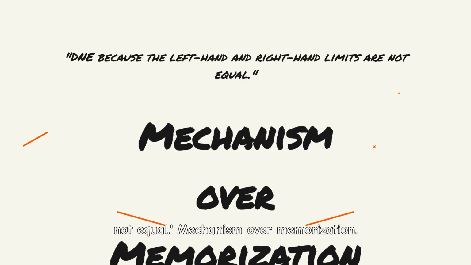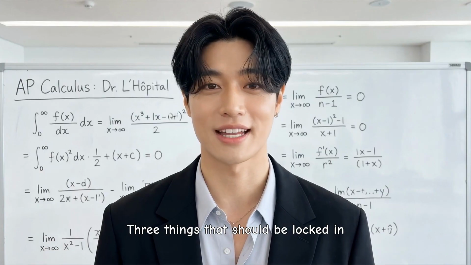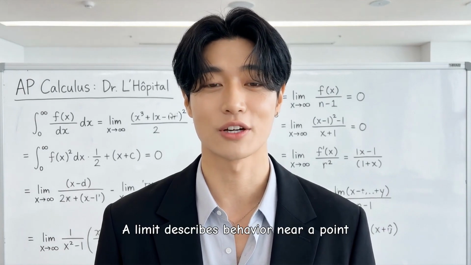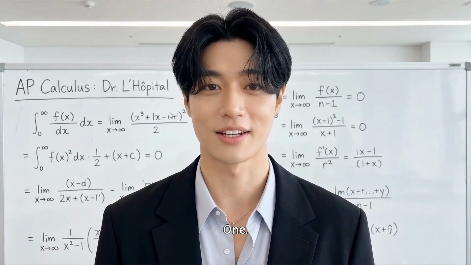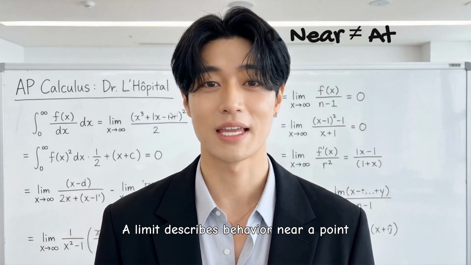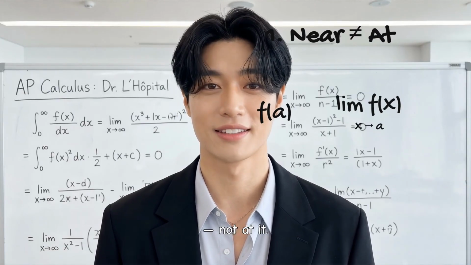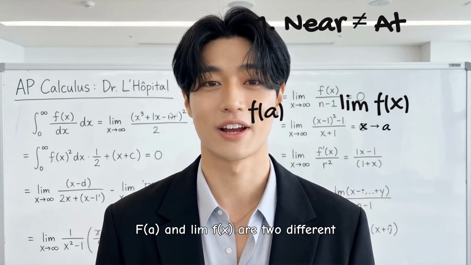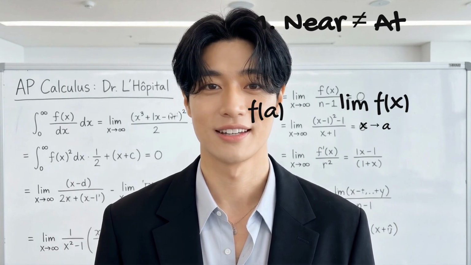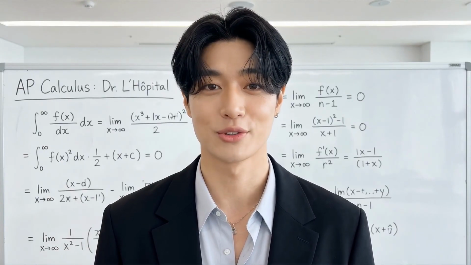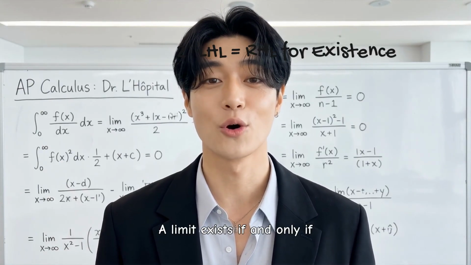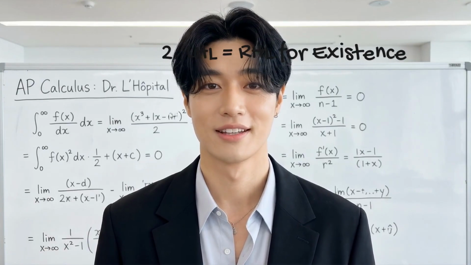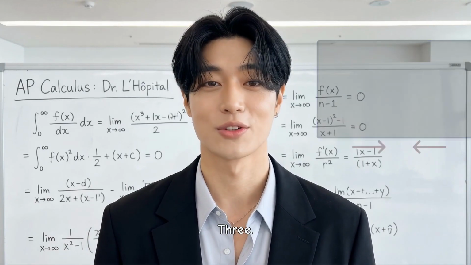Mechanism over memorization. Three things that should be locked in after this. One, a limit describes behavior near a point, not at it. f(a) and the limit of f(x) are two different answers to two different questions. Never conflate them. Two, a limit exists if and only if the left-hand limit and the right-hand limit are equal. Both sides must agree.